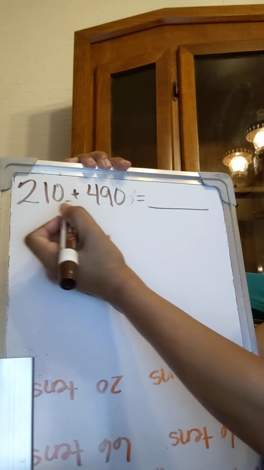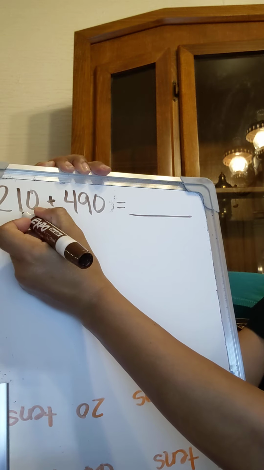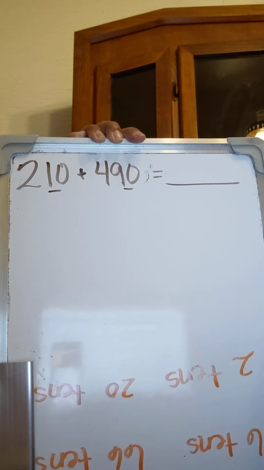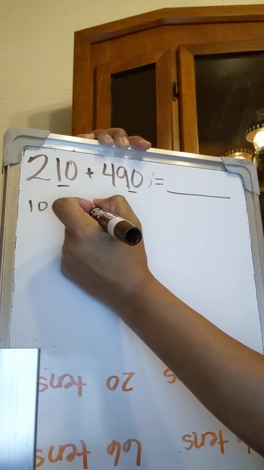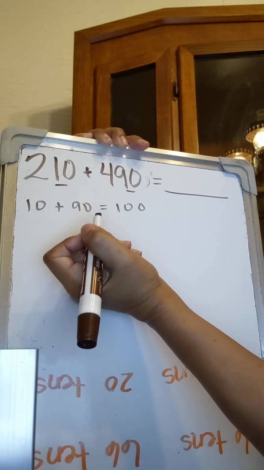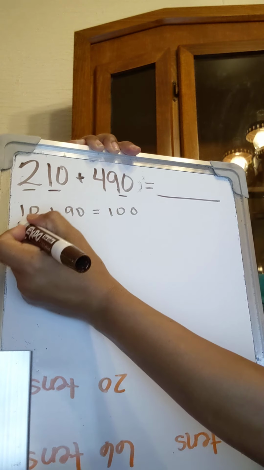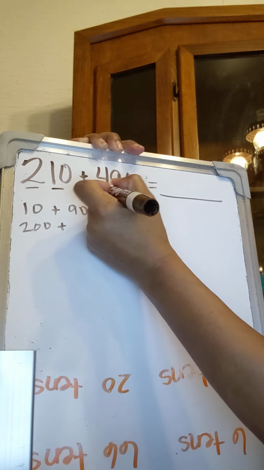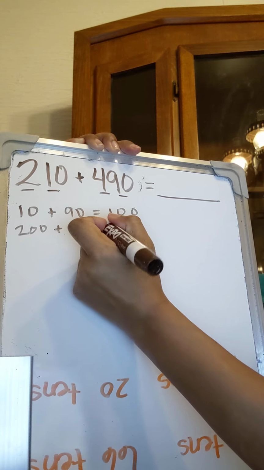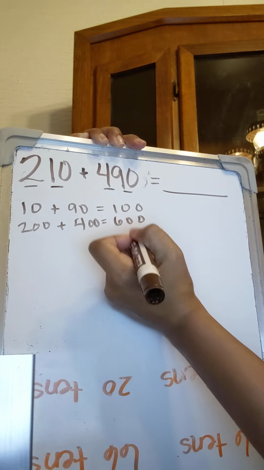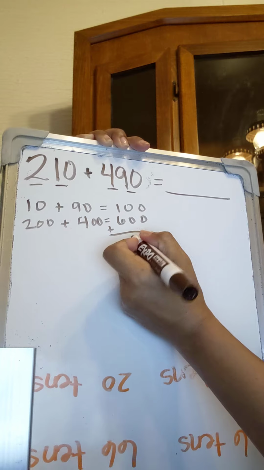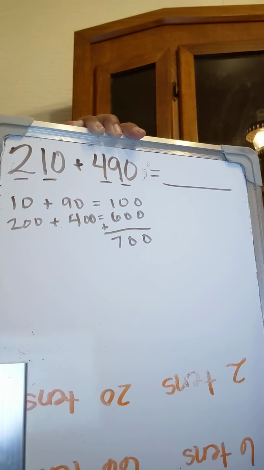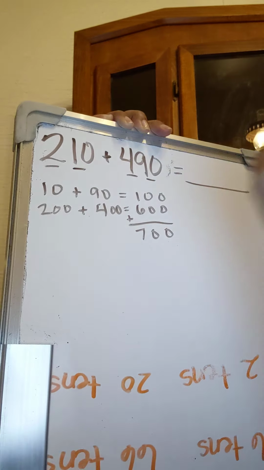So I know that 10 and 90 together make 100, right? So I'm going to start with that. I'm going to start with 10 plus 90 equals 100. And then I'm going to do my hundreds. 200 plus 400 equals 600. And then I'm going to add those two together. Whoa! 700.